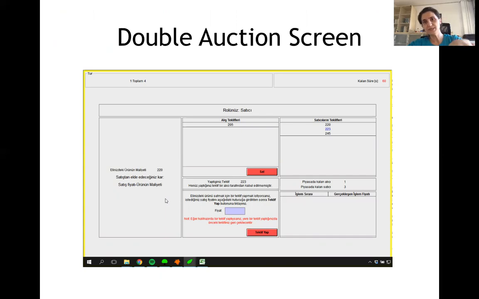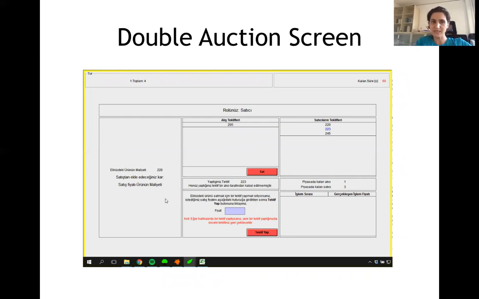Okay, they know their roles at the top. If you are a seller, you are a seller during the whole experiment. If you are a buyer, you are a buyer during the whole experiment. And on the left, you see the value. If you are a seller, you see the cost of your good. If you are a buyer, you see the value of your good. And you are given information about your profit function.